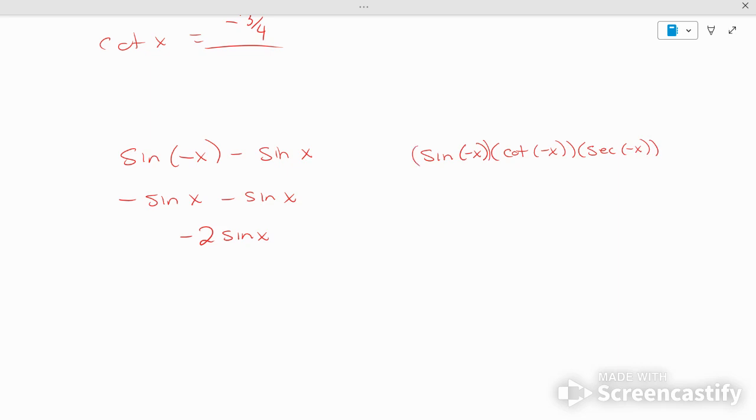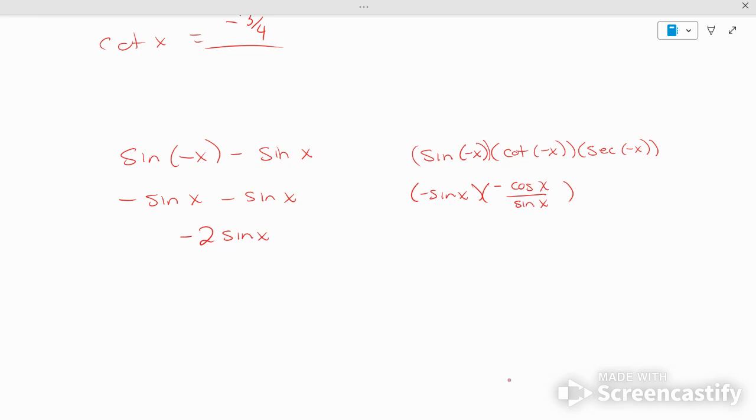We have sine of negative x times cotangent of negative x times secant of negative x. What do we get? What does sine of negative x change into? Negative sine of x. What does cotangent of negative x change into? Negative cotangent of x, which is what over what? Negative cosine of x over sine of x. The negative is out front. It's not in front of both of them. It's just out front.